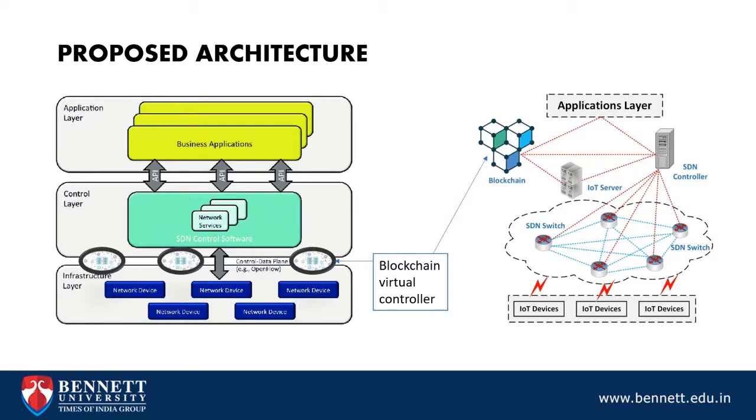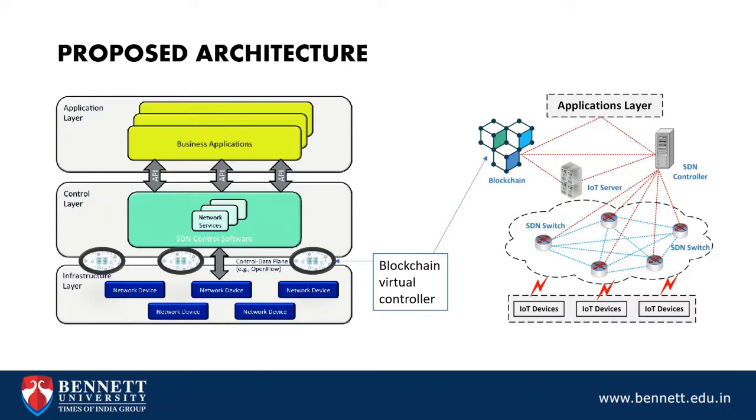Now let's go on to the proposed architecture that I mentioned. Here, as we can see, this is a rough diagram that I made for my research purpose only. Over here you can see the blockchain being involved between the two main layers of the SDN architecture, the control layer and the infrastructure layer. The blockchain element that we add is basically a virtual controller that plays the role of a controller.